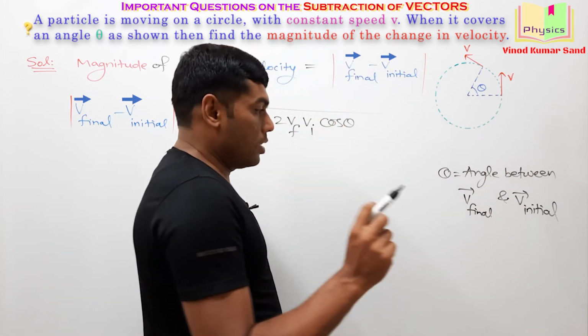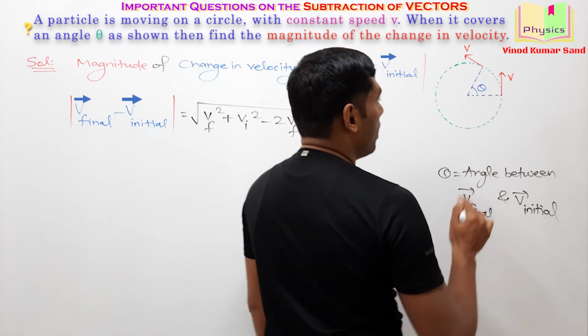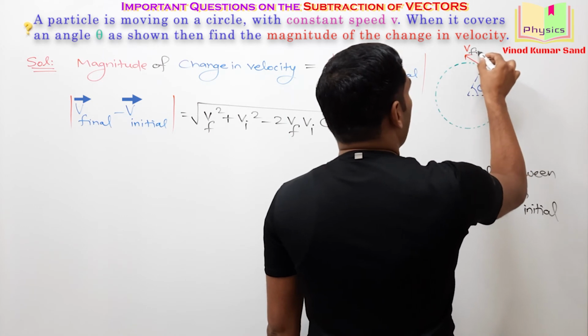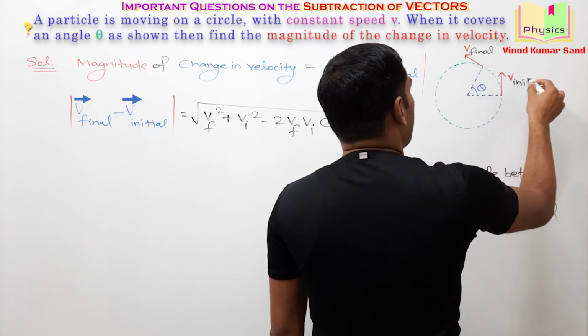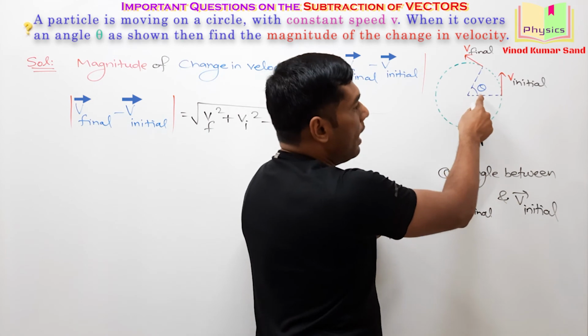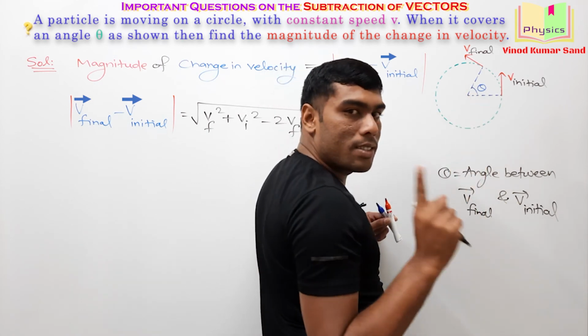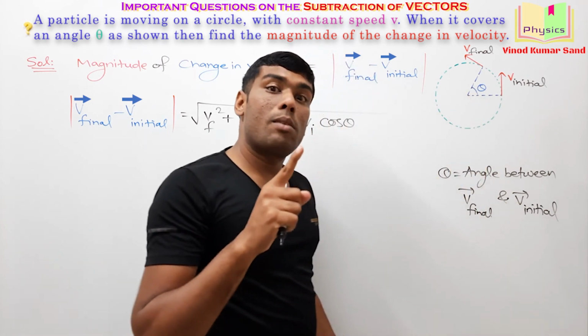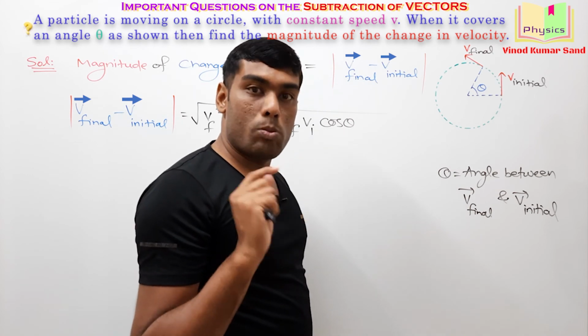How do these two vectors have the angle theta? I am explaining it here. Suppose this is the final and this is the initial. The angle between these two blue lines is theta. Then the angle between the red lines will also be theta.